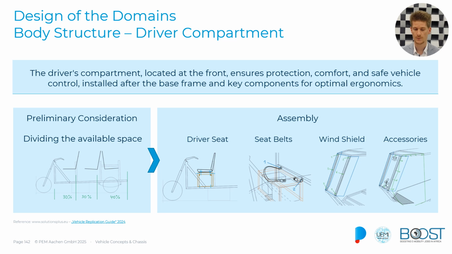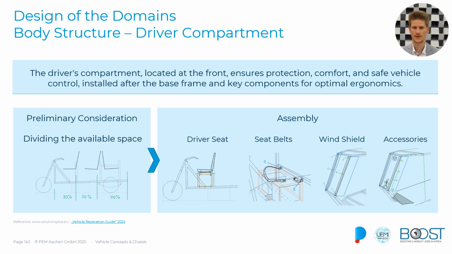In this very example, we have 30, 30, and 40%. So the rear 40 and 30% could also be a cargo area if you want. And then if we look at the front area, we will have the driver's seat. We will also take a look at some seat belts, the windshield, and some accessories.